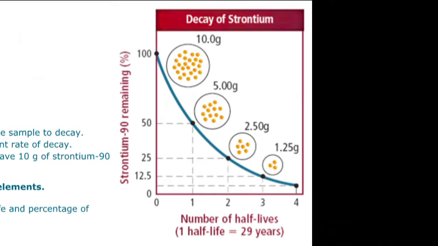Strontium-90 has a half-life of 29 days. So every 29 days, see down at the bottom here, every 29 days we're going to have half. So after the first half-life, 29 days, we're at 50%. After our second half-life, it's at 58 days, we're down to another 50%, or 25% of our original, or 2.5 grams, because we started with 10. And this just keeps going.